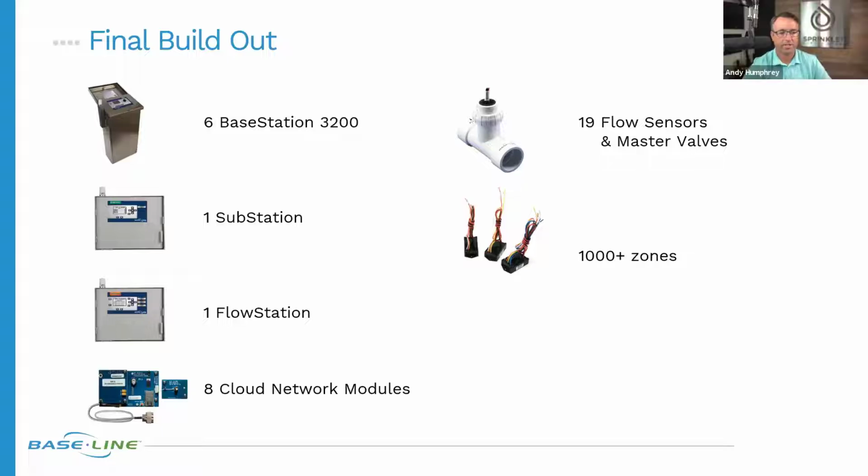That's pretty impressive. And I'm just looking here because of the 8 module count, doing the quick math there. Each of those control devices, the 6 3200s, 1 substation, 1 flow station adds up to 8. So by process of elimination, each one of those looks like it had a cloud module. Absolutely right. Yeah. And that's how they communicated and shared that data.